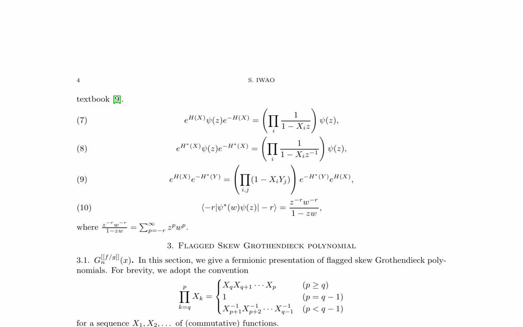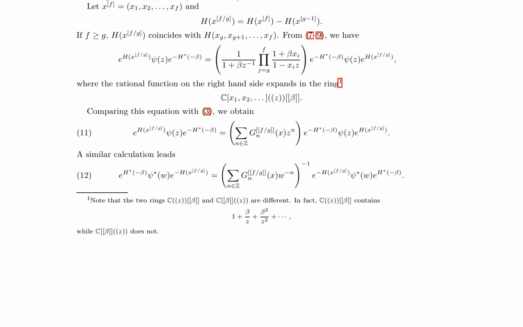The commutation relations between the vertex operators and fermion fields are discussed, providing equations that demonstrate how these operators interact with each other and with the fermion fields. The main result is presented in equations, where the flagged skew Grothendieck polynomials g^{(f)}_{λ/μ}(x) are expressed as a series of fermion fields and vertex operators, providing a novel way to compute the flagged skew Grothendieck polynomials using the algebraic structure of the vertex operators and fermion fields.